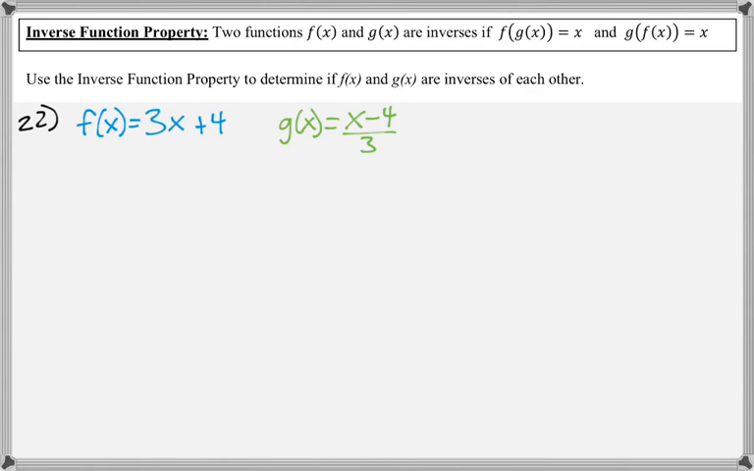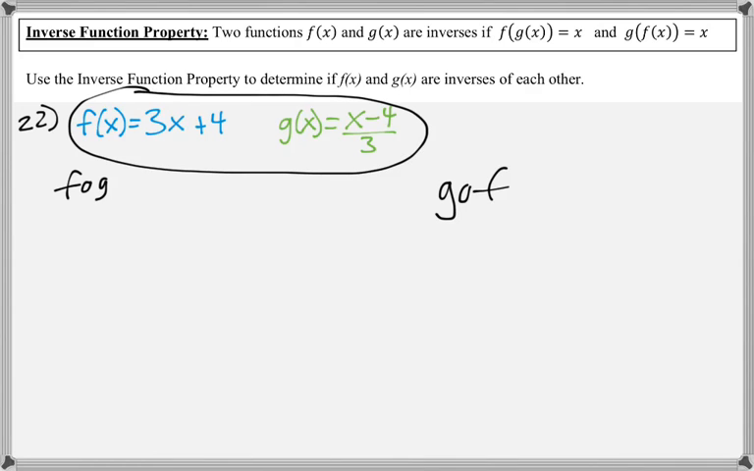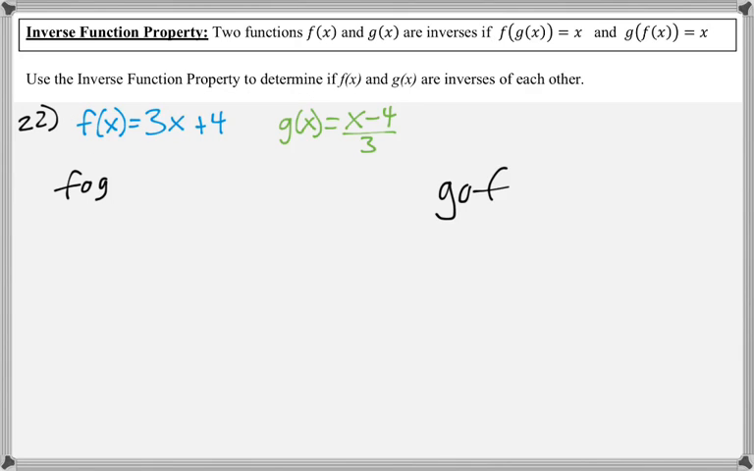So I need to find both f of g and g of f and confirm that they're both x. And if they're both equal to x, then these two functions are inverses of each other. If they're not both equal to x, then those two functions are not inverses of each other.